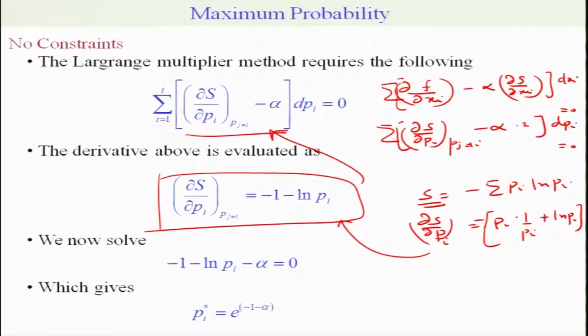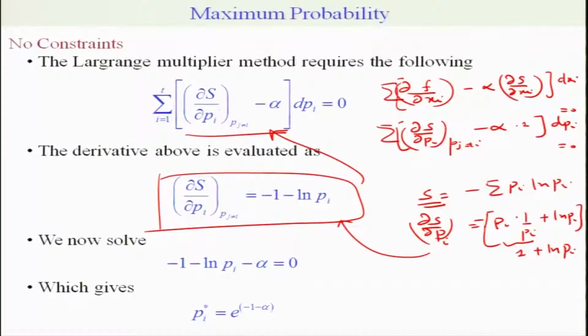We can calculate this expression from the definition of the entropy as a function of the probability. If you take the derivative of S with respect to pi, you can show that only this one term will remain and the rest will be 0. If you take the differentiation of this part, this would be pi multiplied by 1 by pi plus ln pi, and this is going to be 1 plus ln pi. So if you plug in here, you get this expression.